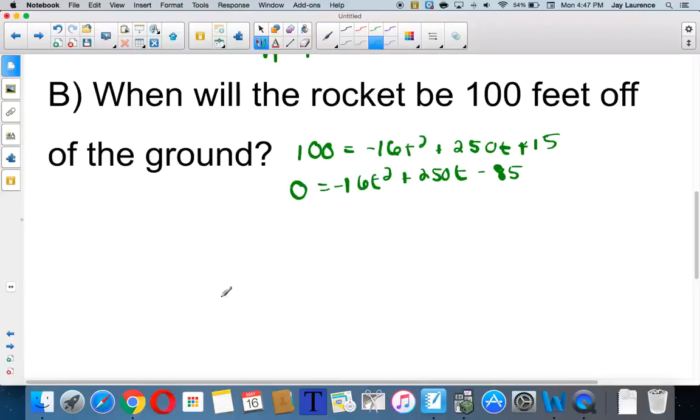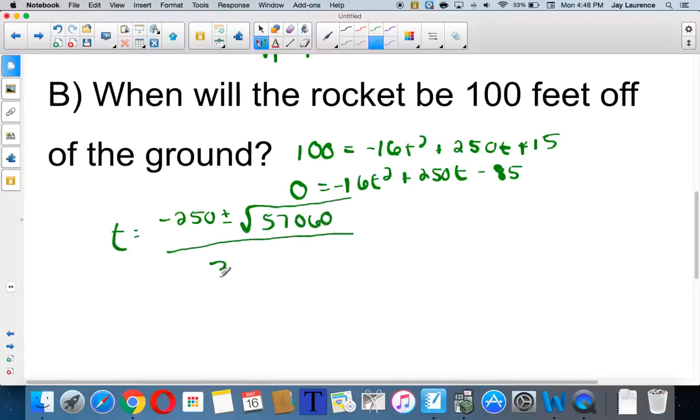All right, so let me just crank the discriminant out here really quick so I can save myself some time later. Just doing the discriminant. You can go ahead and do it with me. All right, I'm getting a discriminant of 57,060. So to find out when it will be 100 feet off the ground, I'm going to use the quadratic formula. T equals negative b plus or minus the square root of the discriminant all over 2a.